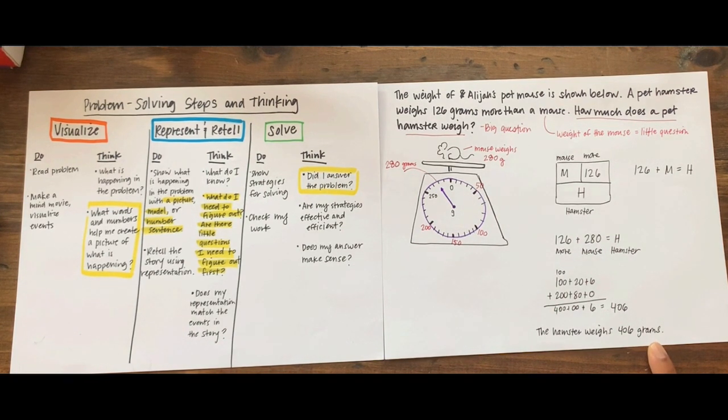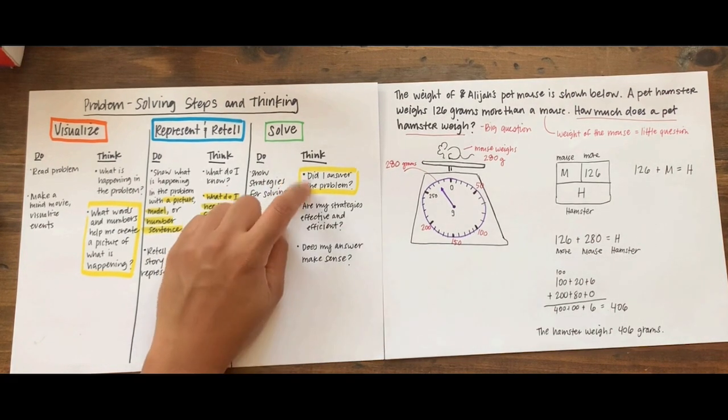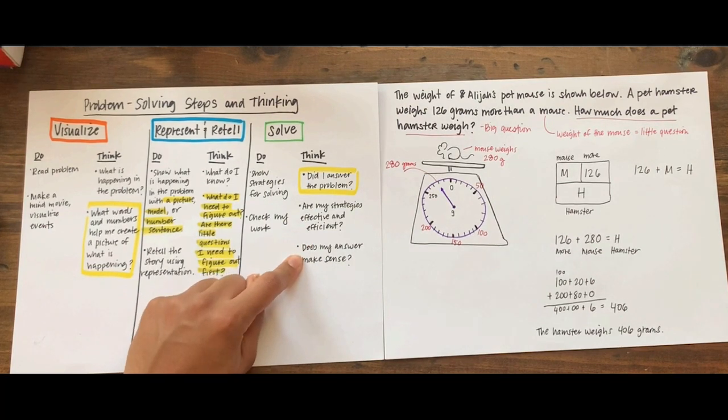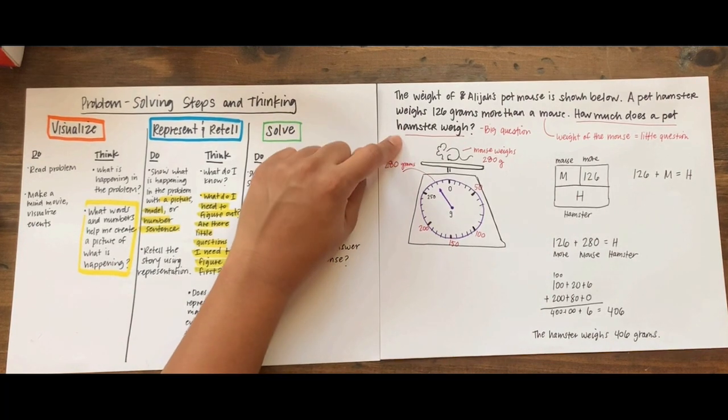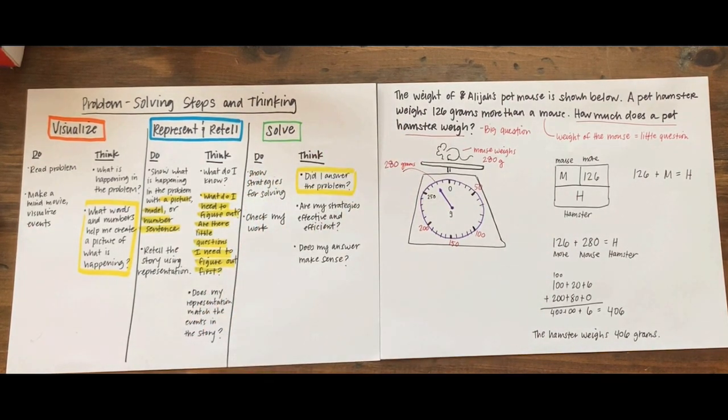An important last step when you're problem solving is to always check your work and think, did I answer the big question or the problem? And does my answer make sense? We solved for the weight of the hamster, which was our big question. So we answered our big question. Does our answer, 406 grams, make sense? Evaluate. How do you know? Say your answer out loud.